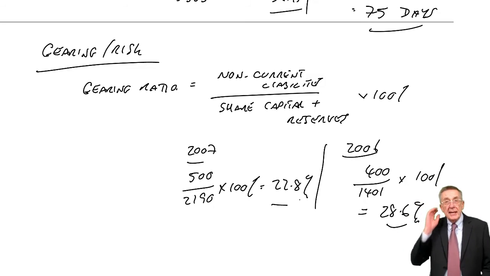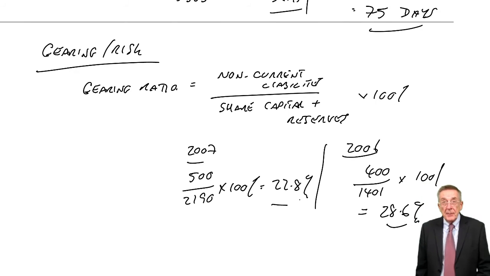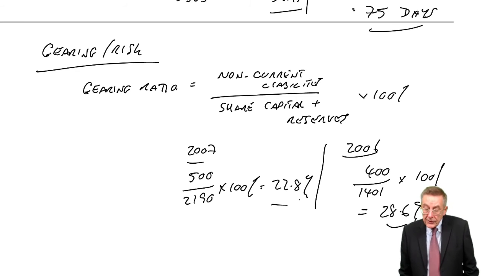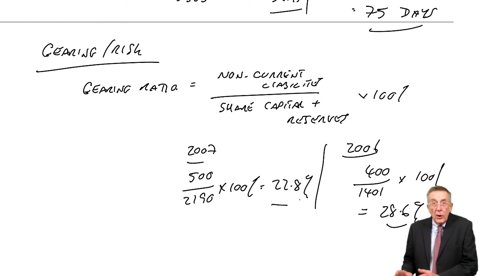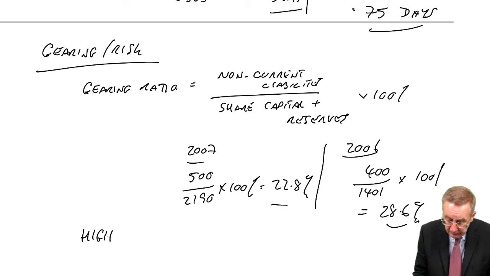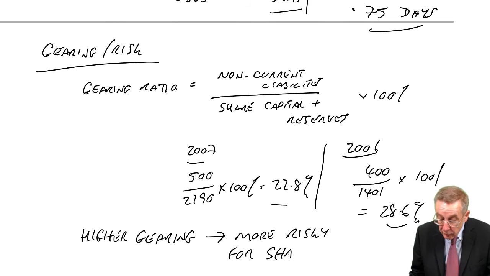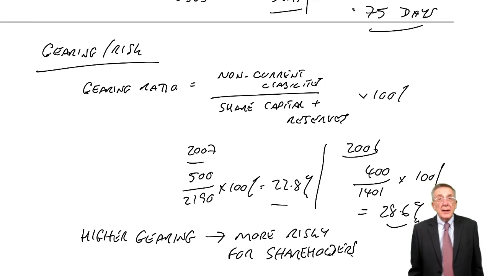Now, there's not much you can say here, to be honest. Later exams, particularly paper F9, you could be asked to write essays about this. But the reason we are interested is that the more long-term borrowing there is, the more risk there is to shareholders. Higher gearing, more risky for shareholders. And the reason it's more risky is long-term borrowings, you have to pay interest each year.